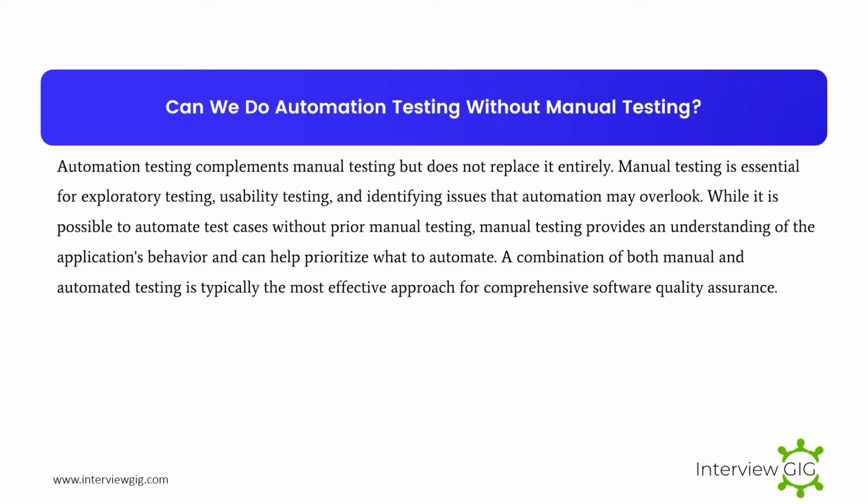Can we do automation testing without manual testing? Automation testing complements manual testing but does not replace it entirely. Manual testing is essential for exploratory testing, usability testing, and identifying issues that automation may overlook. While it is possible to automate test cases without prior manual testing, manual testing provides an understanding of the application's behavior and can help prioritize what to automate. A combination of both manual and automated testing is typically the most effective approach for comprehensive software quality assurance.